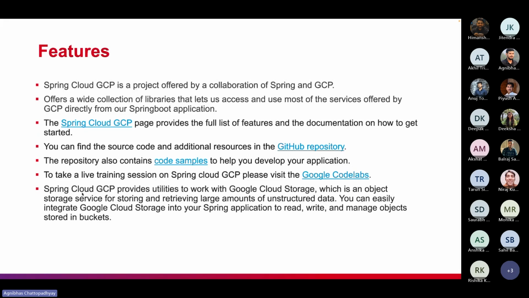Spring Cloud GCP provides utilities to work with Google Cloud Storage. So this is one specific service by GCP, which is an object storage service for storing and retrieving large amounts of unstructured data. We will discuss Google Cloud Storage further in the upcoming slides.